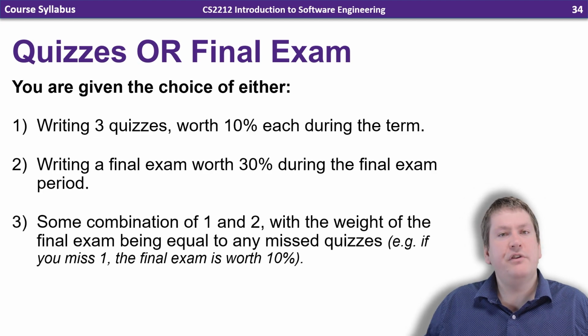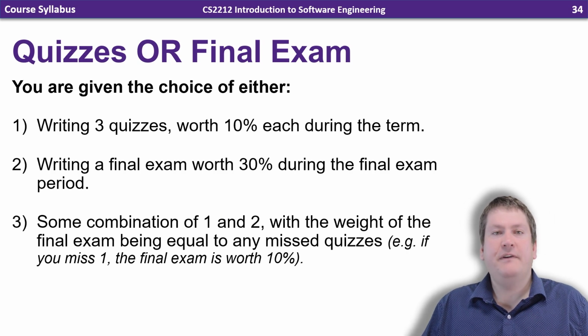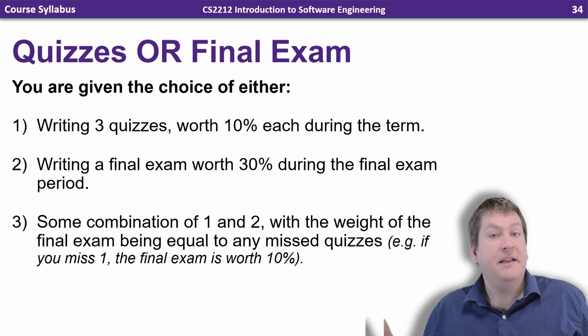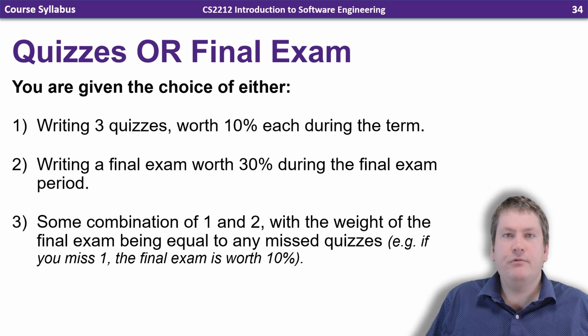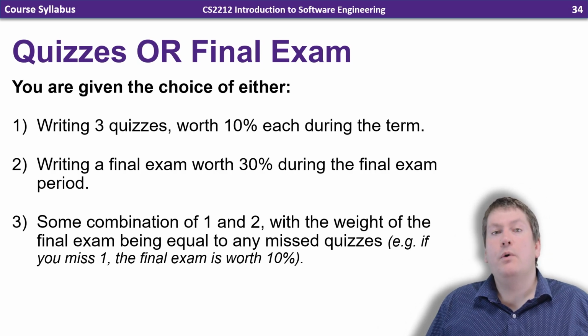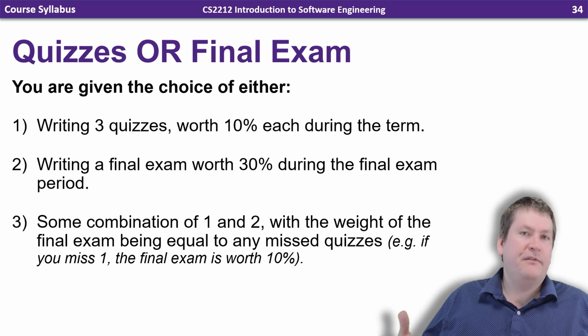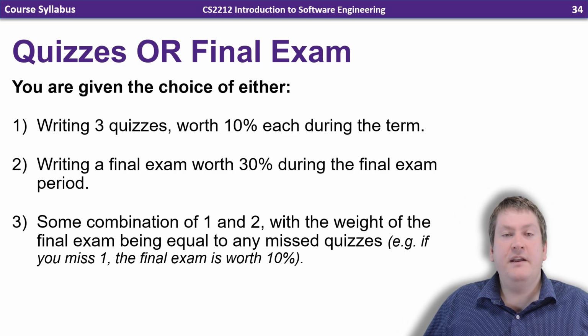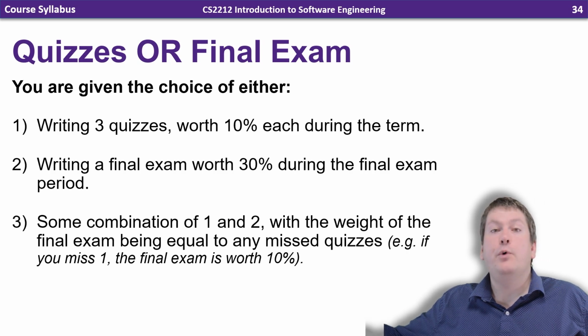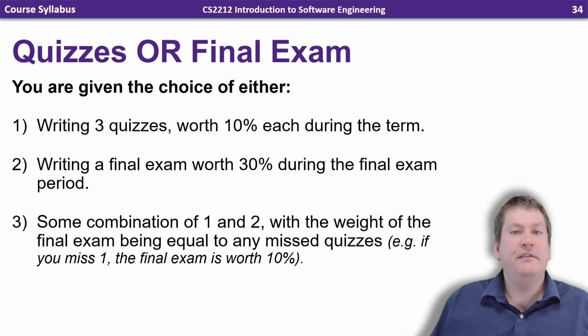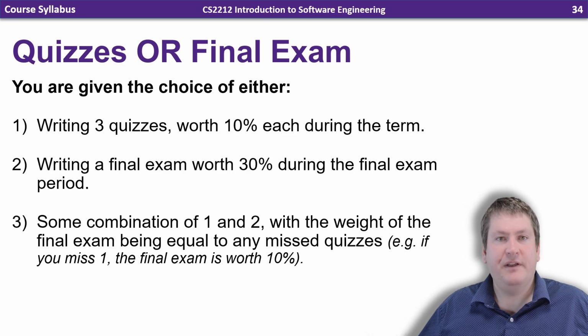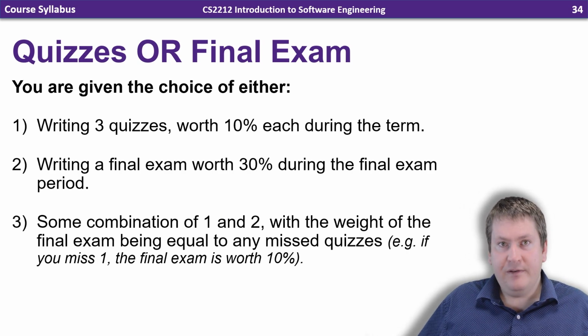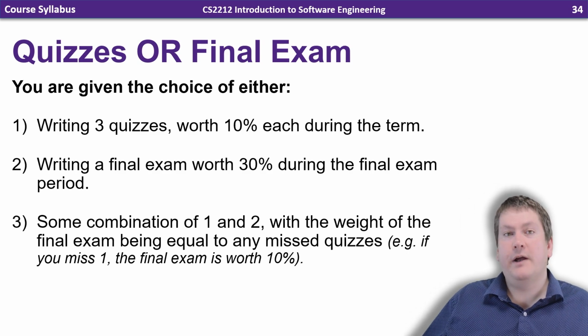But there is a third option, which is sort of a hybrid, a combination of options 1 and 2. And the way this works is the weight of the final exam is going to be equal to any missed quizzes. So any quiz you don't write, regardless of the reason, the weight of that will go onto the final exam. So you can think of this as the final exam being worth 0%, and then the worth of that final exam goes up for every quiz you don't write. So if you miss 1 quiz, the final exam is worth 10%. If you miss 2 quizzes, it's worth 20%. If you miss all 3 quizzes, the final exam will be worth 30%. If you write all 3 quizzes, then your final exam is 0% and you don't write it.